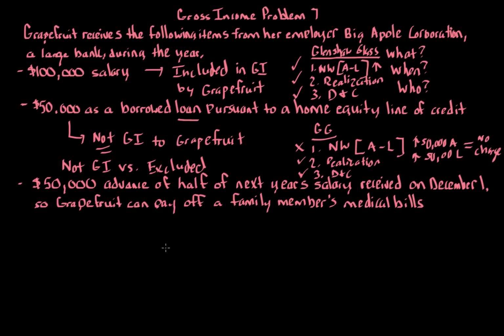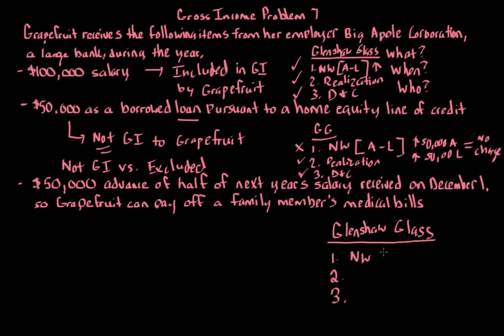All right, so the final thing is a $50,000 advance of half of next year's salary received on December 1st so Grapefruit can pay off a family member's medical bills. All right. So again, we go through our Glenn-Shaw Glass definition. And we're looking at net worth, realization, and dominion and control.